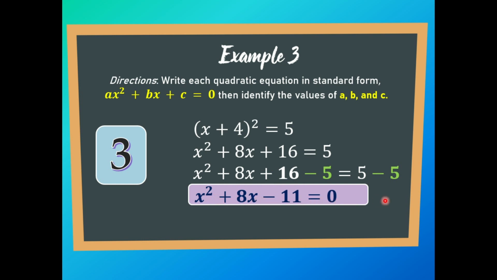So the value of a is 1, because the literal coefficient of x squared, though it has no number here, is understood to be 1. B is equal to 8 since the operation is plus. And the constant term is negative 11 since the operation is minus.